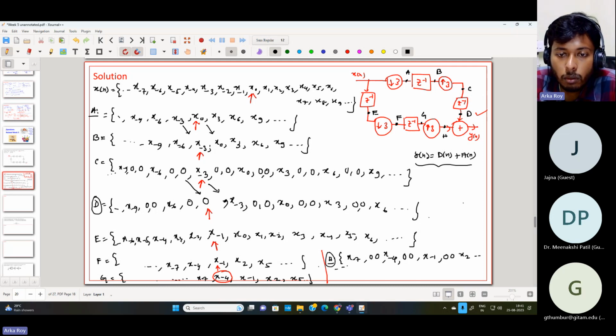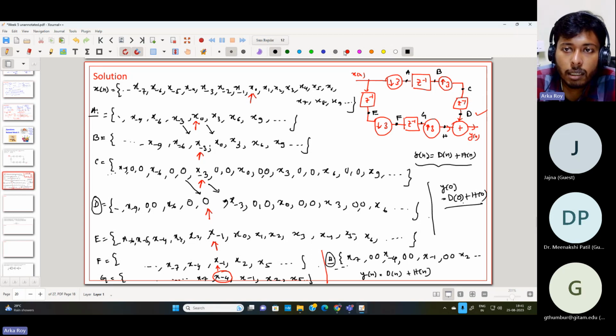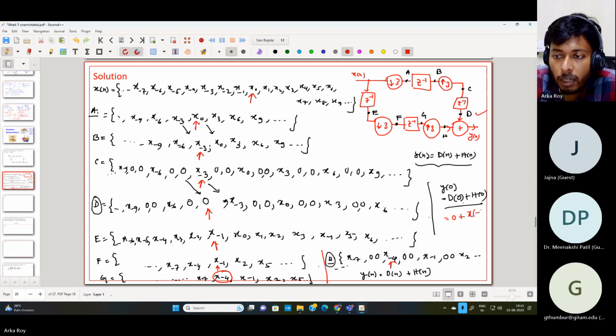Now our job is to find y of n, which is d of n plus h of n. So I can write y of 0 is equal to d of 0 plus h of 0. At the 0th location, the sample of d is 0, and here the sample is x of -4. Therefore, the output is x of -4. That means y of 0 is equal to x of -4. So this is the final output.